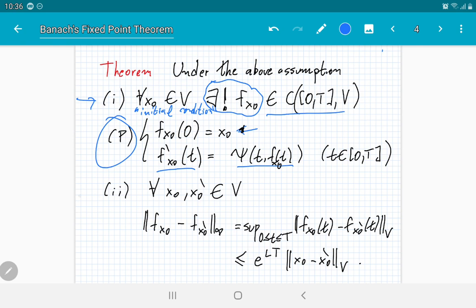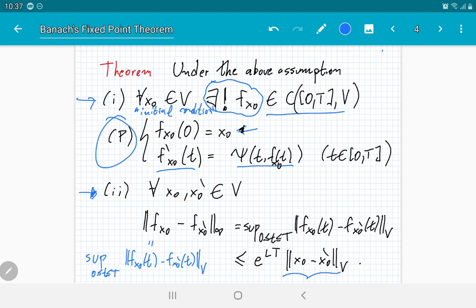Moreover, we're going to prove in one go that this solution satisfies a Lipschitz property with respect to the initial conditions. Now, remember that this norm for continuous functions from 0 to T to V is just the sup of f of x naught, t. So I'm comparing here solutions with different initial conditions. And I ask how close or how far away can they be? And the continuity statement says that their distance can only be a constant multiple of the distance between the initial conditions, and the constant is given by this exponential.